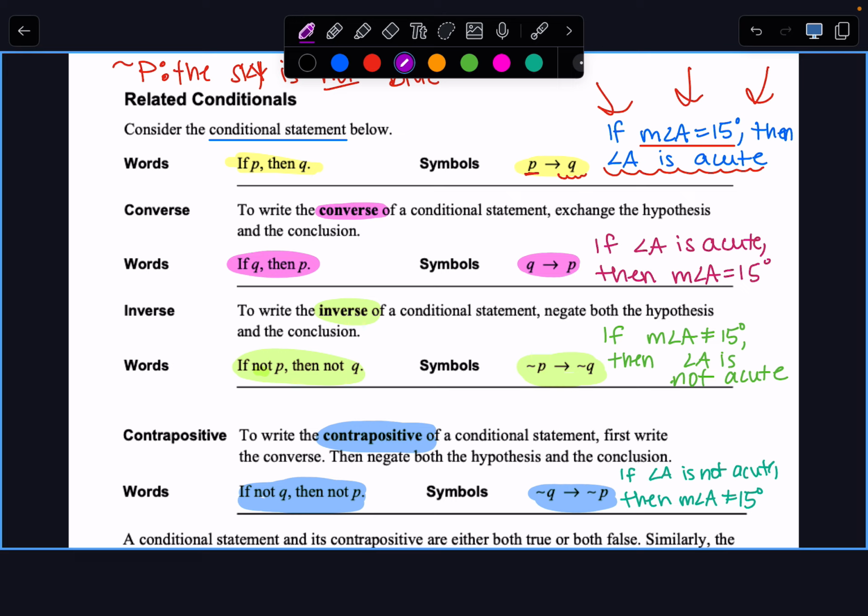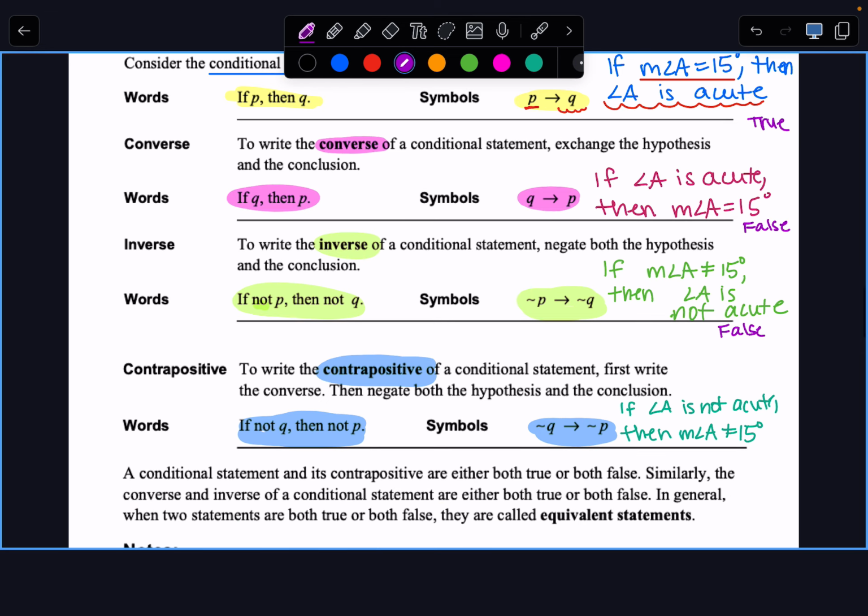So tell me, is our conditional statement true or false? True. Okay, it's true. What about our converse? False. Okay, false. We talked about that one. We could say 16 degrees. What about the inverse? False. Same thing. I could give you a counter example of 16 degrees. But what about the contrapositive? True.